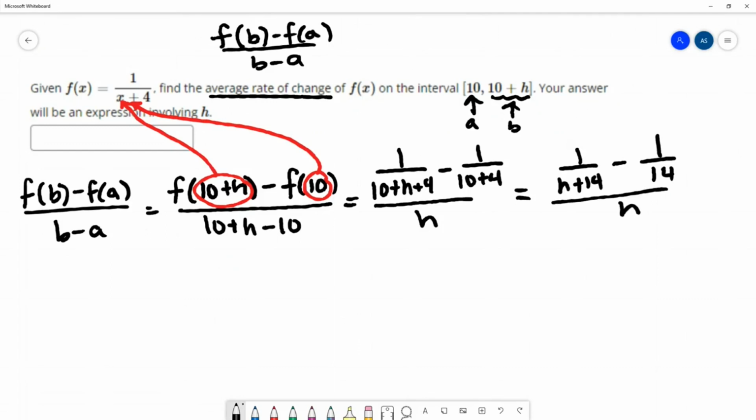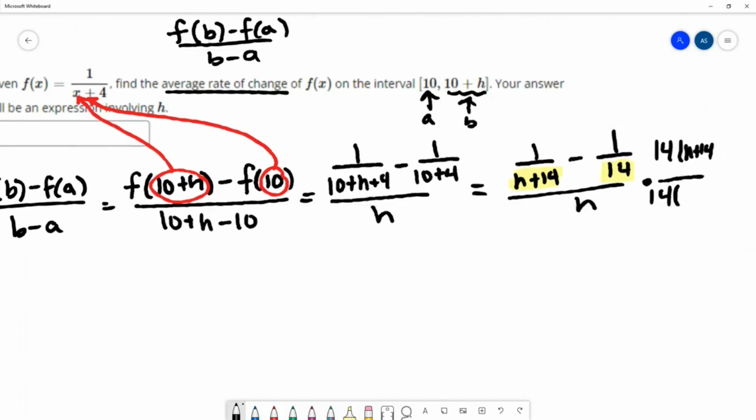I don't want to leave this in the current format. This is called a complex fraction when you have a fraction inside of a fraction. So I'll use some techniques for simplifying this. I'll use a technique called clearing fractions. I'm going to multiply by a large fraction, and that large fraction will consist of the common denominator between these two smaller fractions. So that will be 14 times h plus 14. Same thing in the denominator, 14 times h plus 14.